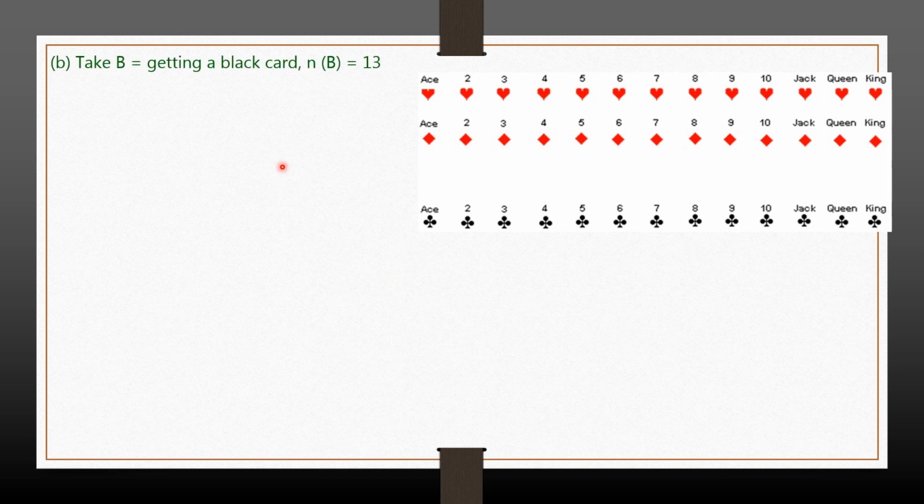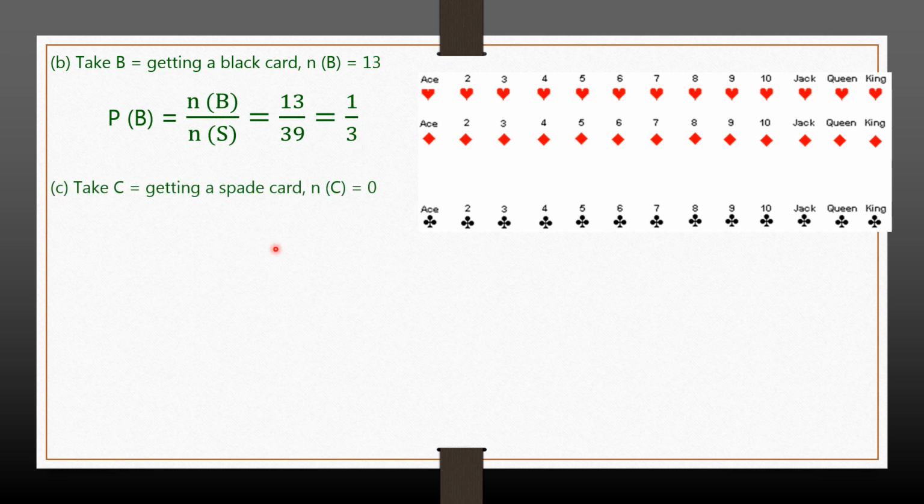Go for the next event. If B is getting a black card, this is our sample space related to this problem. In the sample space, only 13 black cards are there because we removed the spades. Spades are removed previously. That's why the remaining 13 cards only are of black color. That's why the number of cards favorable to B is 13. N of S is equal to 39. Now apply the formula for probability. P of B is equal to n of B by n of S. That is 13 by 39. We go for cancellation with 13. 1 by 3.